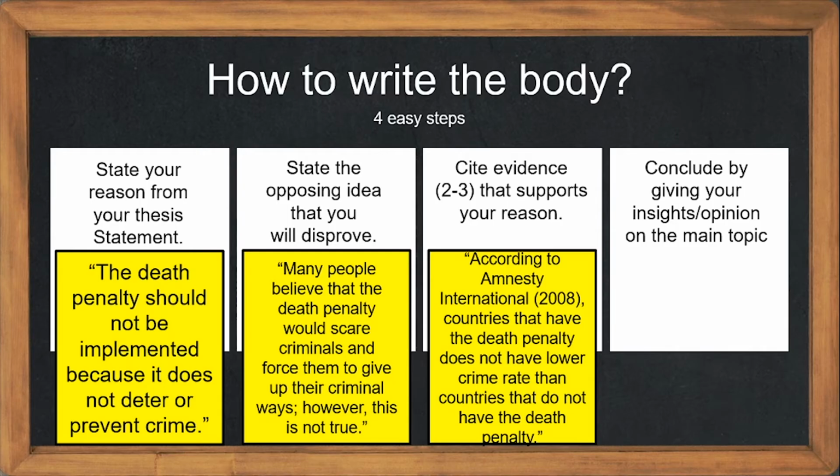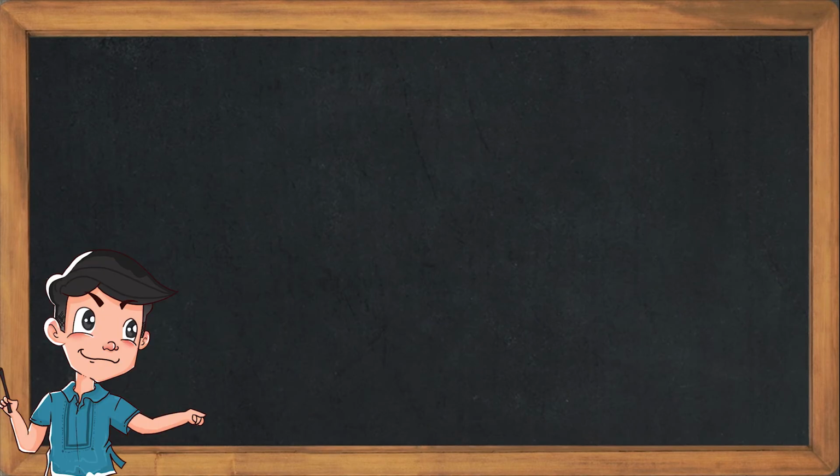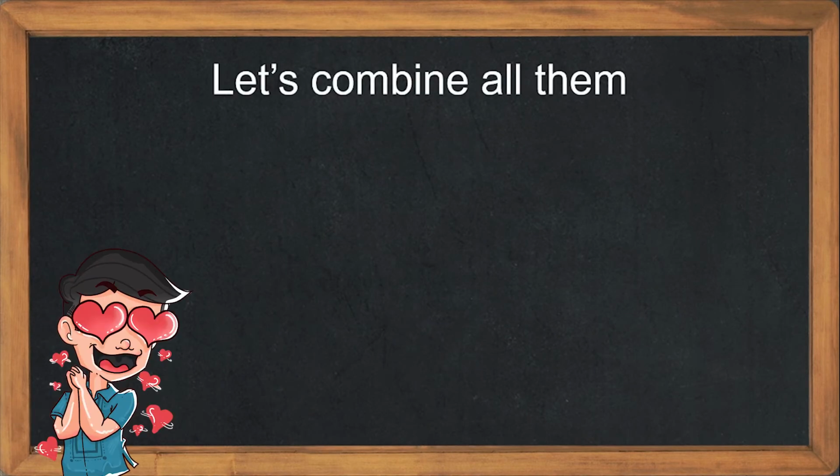And lastly is of course conclude by giving your insights or your opinion on the main topic. Given the facts presented, the death penalty is not a preventive measure for crime. And of course after that, we combine all of them.